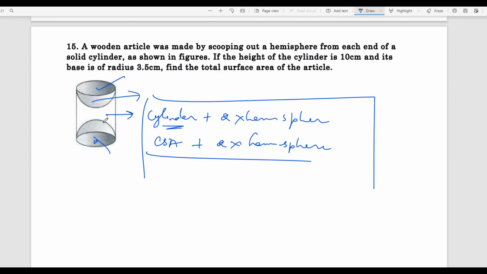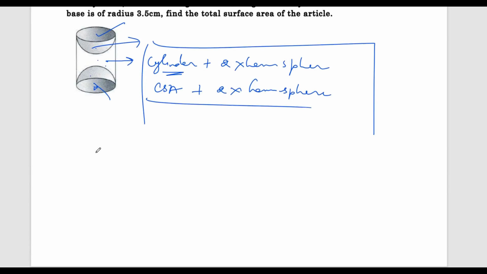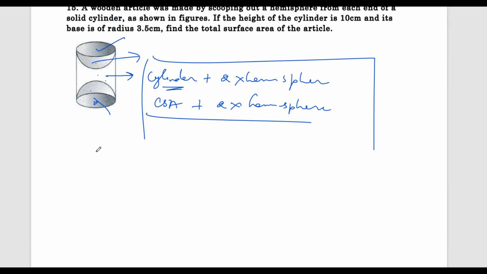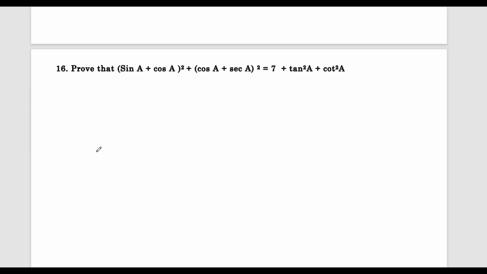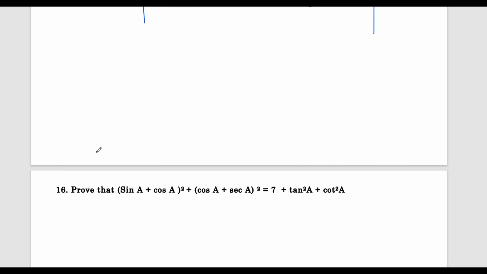What is the solution for this? First find out the solids in the figure, that is a cylinder and 2 hemispheres. Find out the CSA of cylinder plus 2 times the CSA of hemisphere. Add it, you'll get the answer. Do comment your answers for this question. Take your time, then you can comment.